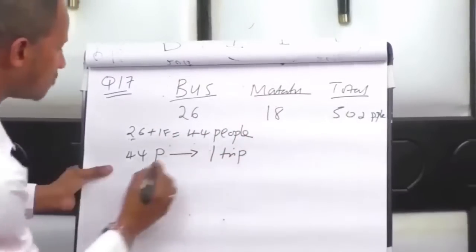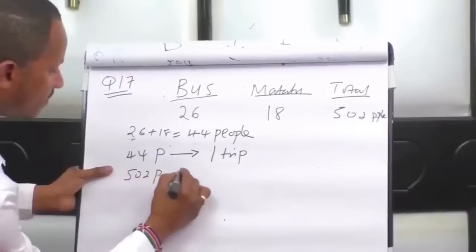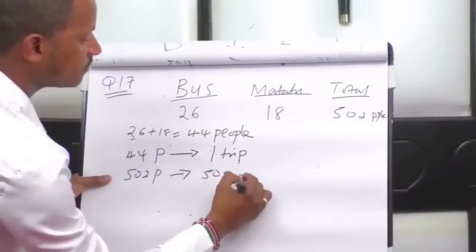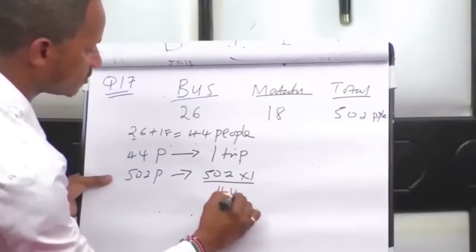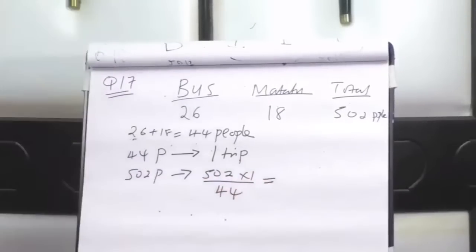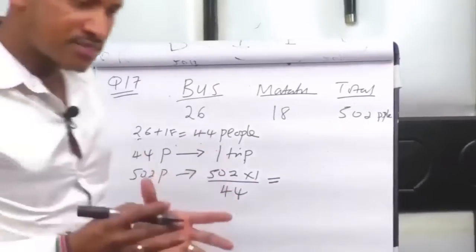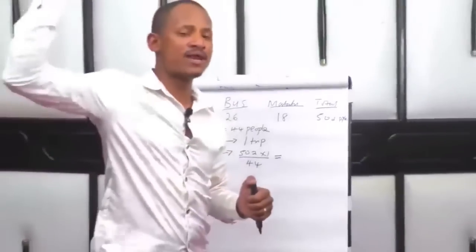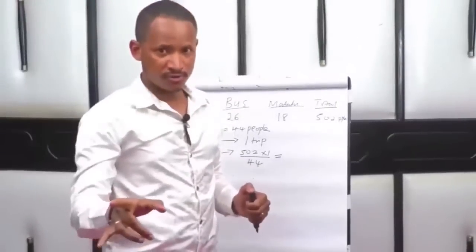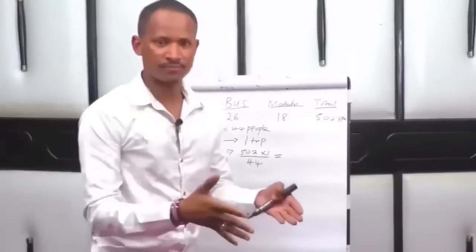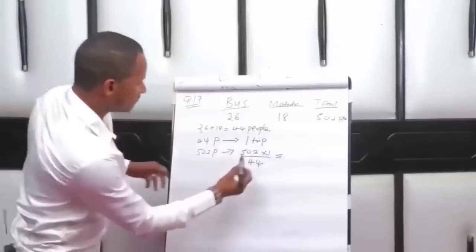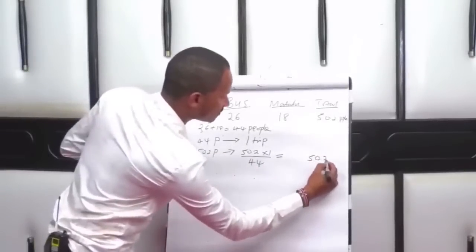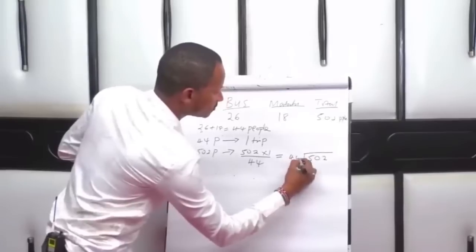What about 502 people? How many trips will they be carried? It's 502 divided by 44. We want to get the number of trips the bus and the matatu made together. Remember, the matatu made the one last trip alone. So how many trips did they make together? You will divide 502 divided by 44. So long division, 502 divided by 44.